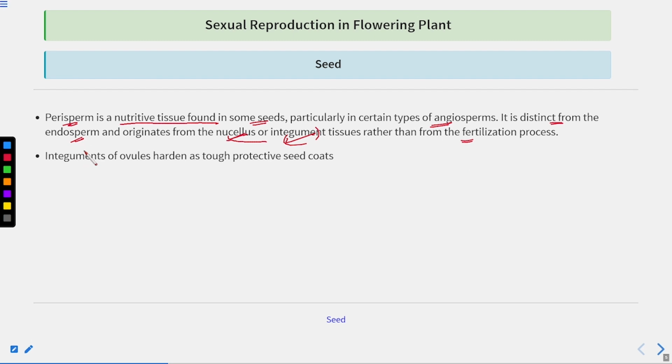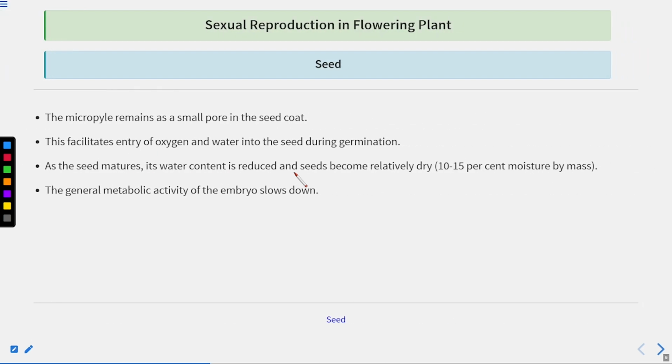Clear? Now, the ovule also consists of the integuments. The integuments of the ovule harden as tough protective seed coats. Now the micropyle remains as a small pore in the seed coat. So the seed coat also consists of a micropyle. What is the micropyle? It is a small pore present in the seed coat.